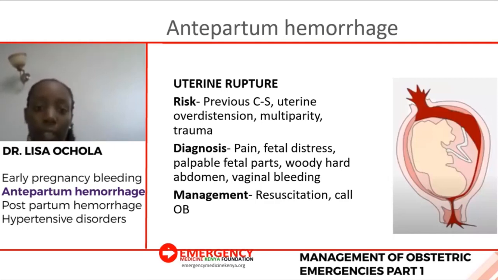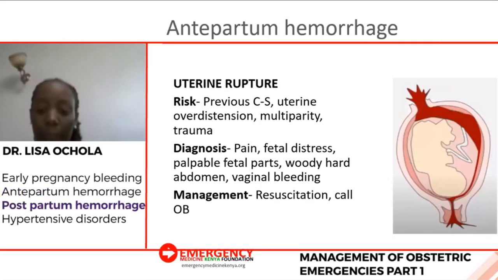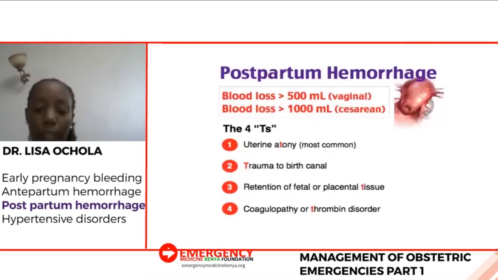So in such cases, again, resuscitation, but she has to go to surgery because you have to do an emergency CS and also repair of the uterus at the same time. So those were the four causes of APH, the main ones.